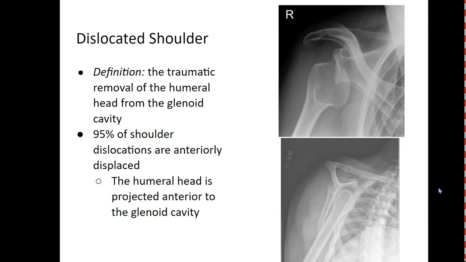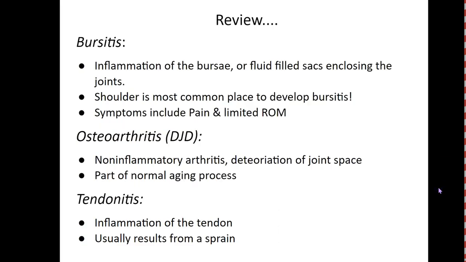Wonderful. Okay, let's review just a couple things here before we conclude. Remember bursitis. Remember that is inflammation of the bursa, or the fluid-filled sacs enclosing joints. The shoulder is actually the most common place to develop bursitis, but we also saw it in the elbow in the last unit. Symptoms include pain and limited range of motion. Okay, and overuse, again, can lead to bursitis.